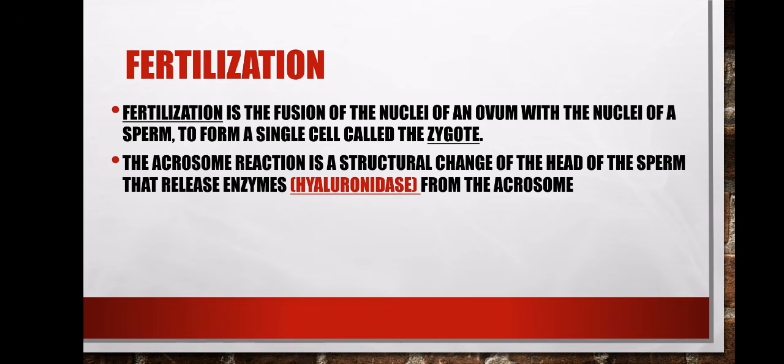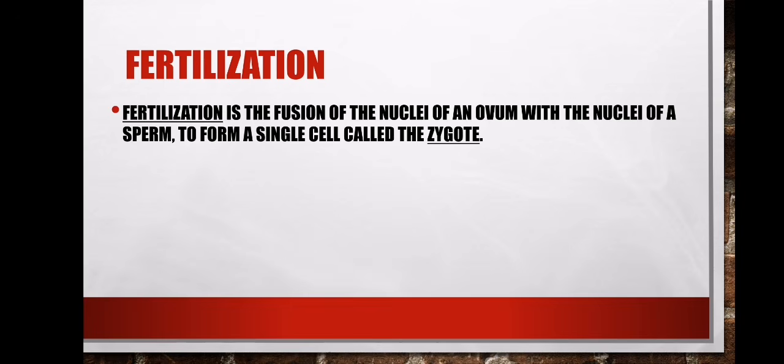When you want to understand these processes, the sperm cell will approach the egg cell. When the sperm cell approaches the egg cell, there will be a reaction from the acrosome. Remember, the acrosome is that cape-like structure that covers the top of the sperm cell head. Then there will be a reaction from the acrosome, and this reaction will lead to a change in the head of the sperm cell.